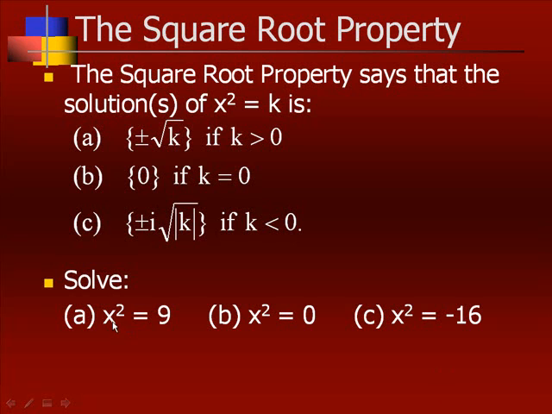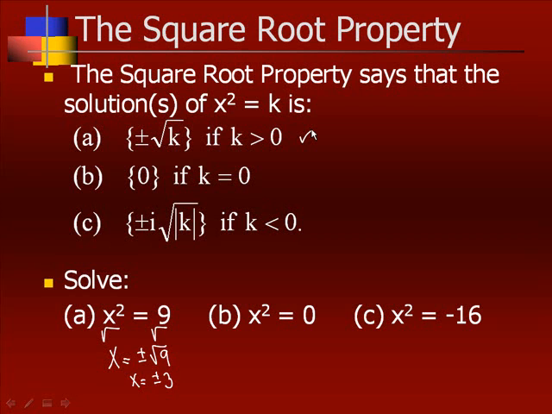The square root property says if you have an equation of the form x squared equals a number, then we square root both sides. That undoes this square. So we get x equals, but we also have to consider the positive and negative square root of 9, which is 3. So we get x equals positive or negative 3. That's this case up here.